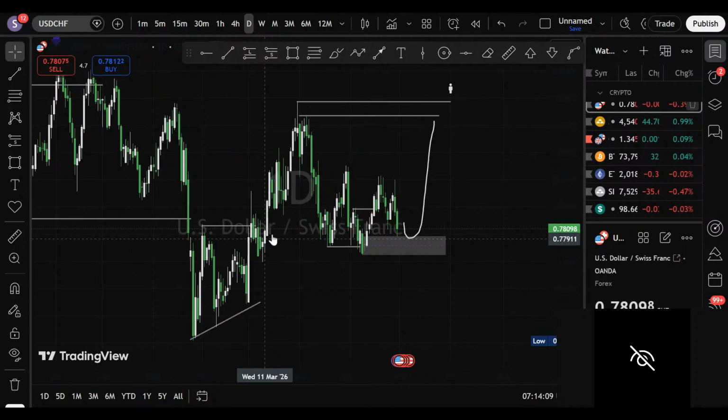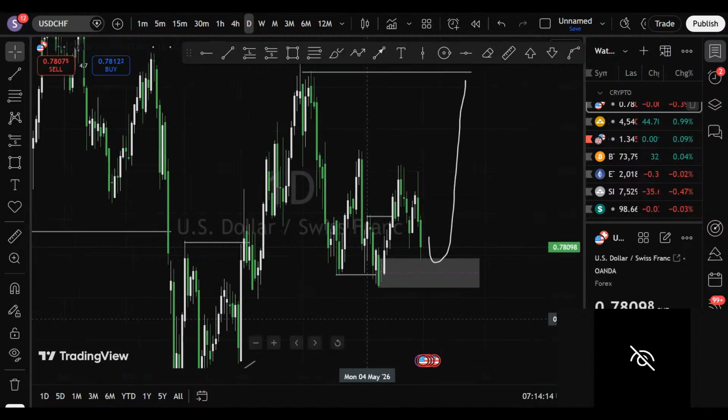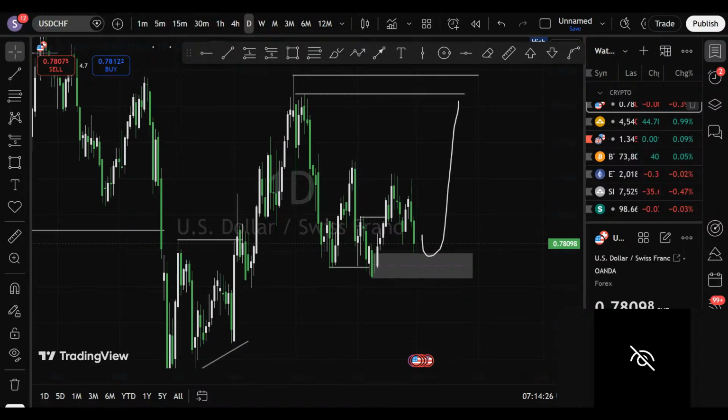And on that particular demand zone, we have a bullish order flow. We have this sweep of liquidity and break of structure to the upside. So I'm seeing a major reversal at this point, a major reversal to the upside. So that's my view on USD CHF, right?